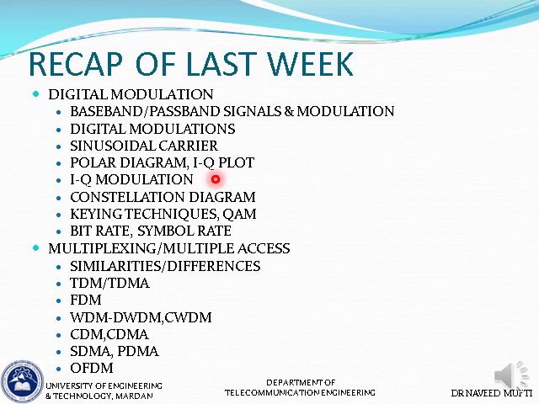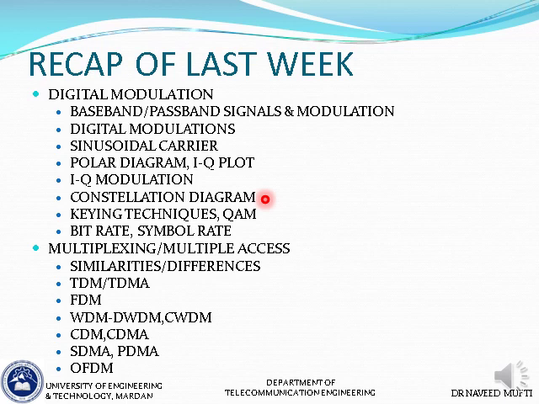Then we had further discussion of the IQ plot, which turns into a constellation diagram, and how each symbol on the constellation diagram can help us deduce information about the type and level of modulation. And then we looked at the digital modulation techniques, the keying techniques, as well as QAM, with some examples. And we concluded that section by studying a bit about the bit rate and the symbol rate.